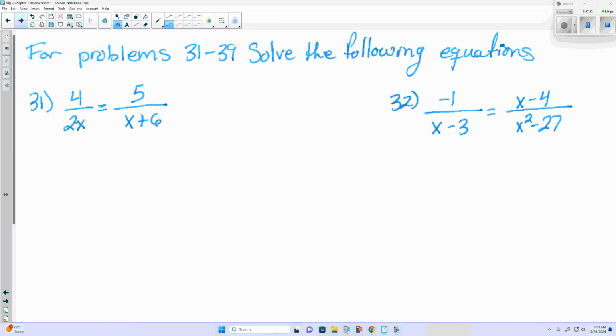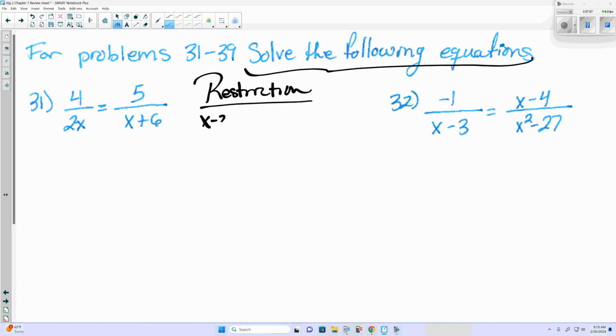Now, the first thing we want to look at when doing these here is restrictions. Normally, we would do restrictions. And unless it says in the instructions, because it will say, watch out for restrictions, we don't necessarily need to find them. Because if we're finding the restrictions, all we're doing is setting what our denominators are equal to 0 and solving, to determine what values of x will make the denominator be 0, because if we get one of these values as a solution, it won't work.